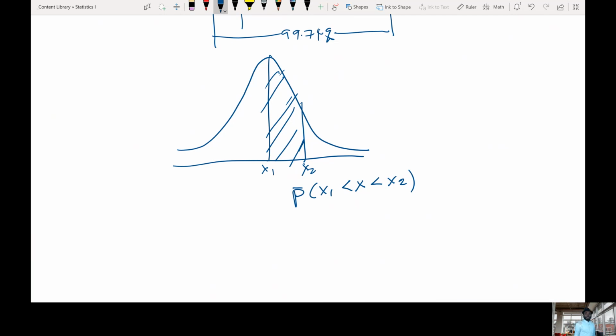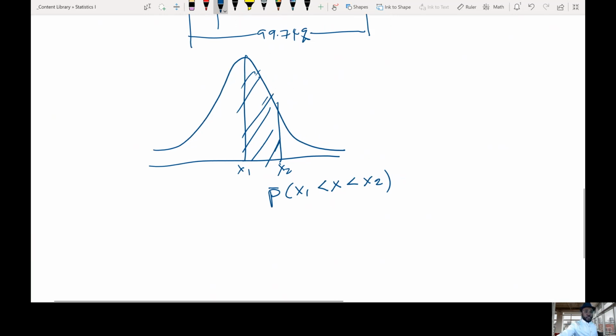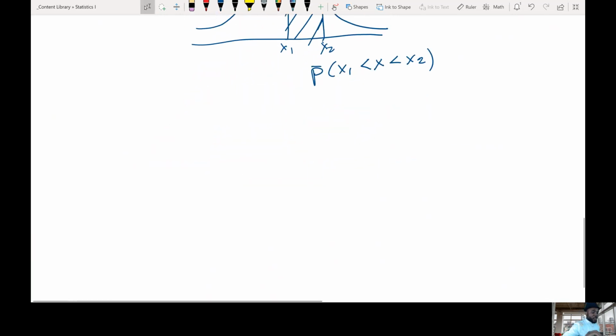So what's next? We've seen what a normal distribution is. Let's talk about a standard normal distribution. How do we convert our normal distribution to a standard normal distribution?